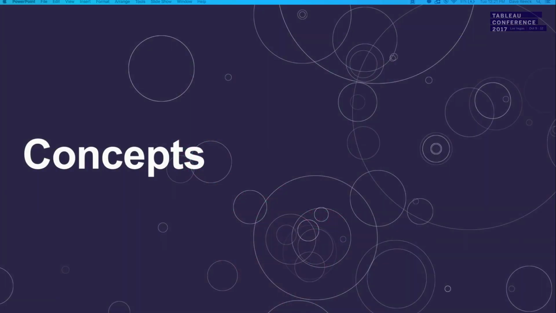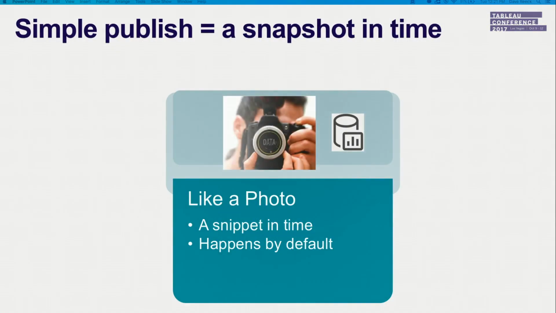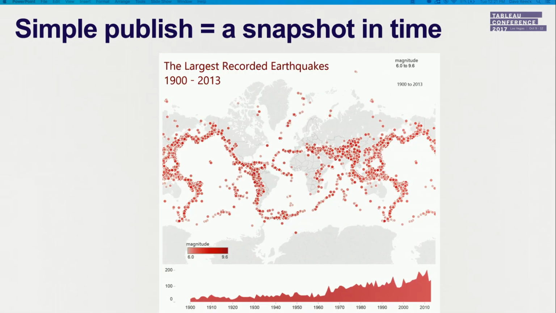First off, just a couple of concepts about how we do things. If you are in Tableau Desktop today and you just publish a viz, what you're actually doing is making a snapshot. It's like a picture you get out of your shoebox somewhere. Here's an example of a viz that is fixed in time, covering 1900 to 2013. You can refresh this all you want. It's never going to get more up to date. And this is the way that many vizzes are published, but it's not the way things have to be.